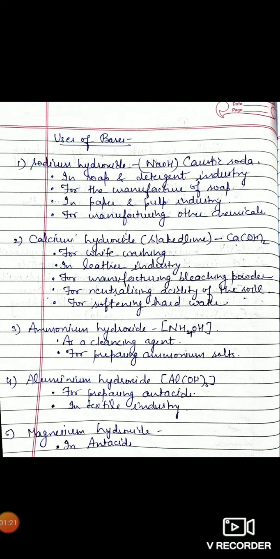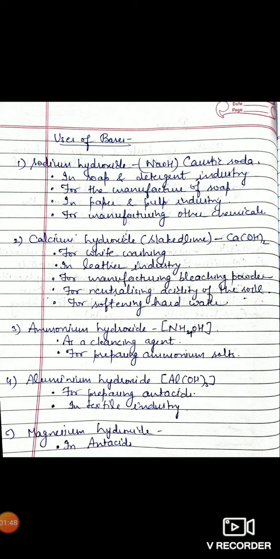Now I am going to tell you about the uses of bases. The first one is sodium hydroxide, which is commonly called caustic soda, and NaOH is its formula. It is used in the soap and detergent industry, that's why we can say it is used in the manufacturing of soap. It is also used in the paper and pulp industry, and it is a very important base for manufacturing other chemicals.